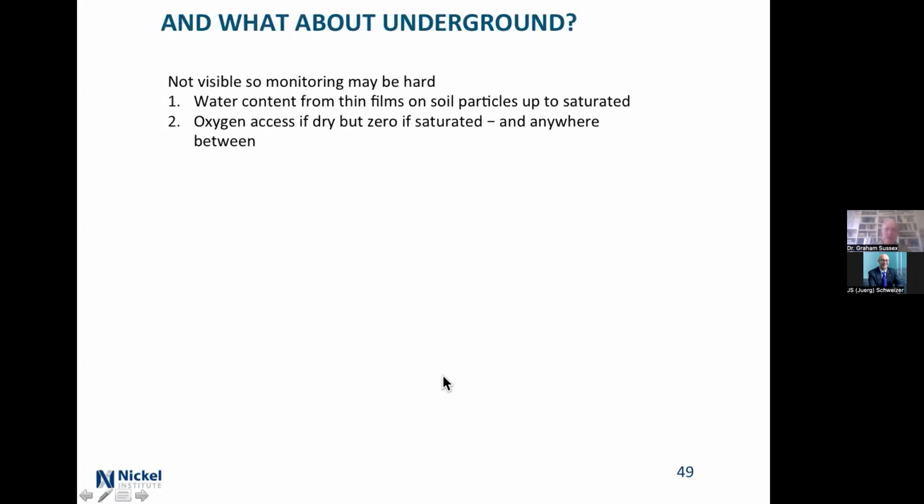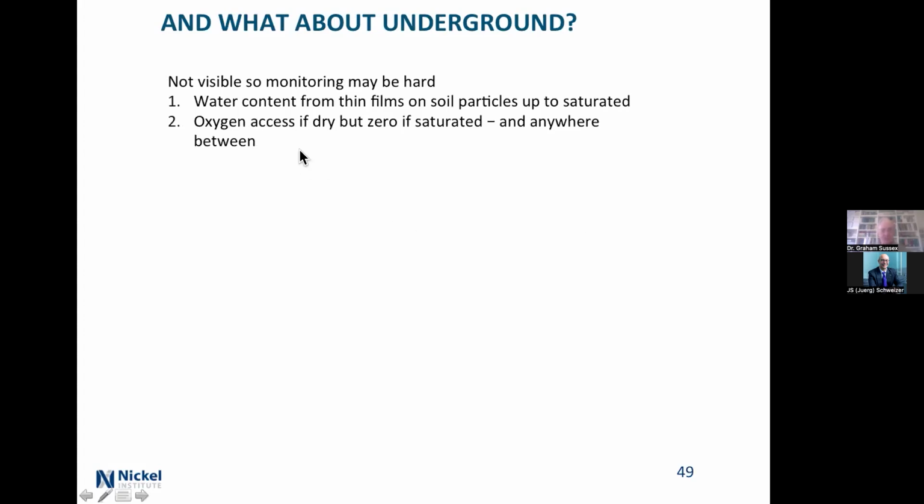What about underground? You can't see it. So you hope that it was put in properly. The water content comes from thin films on soil particles, or it can come from underground streams. Underground streams may not be too bad because they may not have much oxygen in them. Except if you're in Coode Island silt under Melbourne, there are oxygenated streams and there's lots of sulphides around, so it's very aggressive.